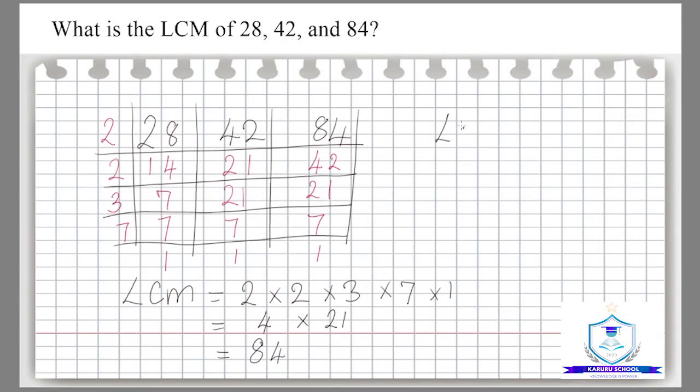So the LCM of 28, 42, and 84 is equal to 84. This brings us to the end of our presentation today.